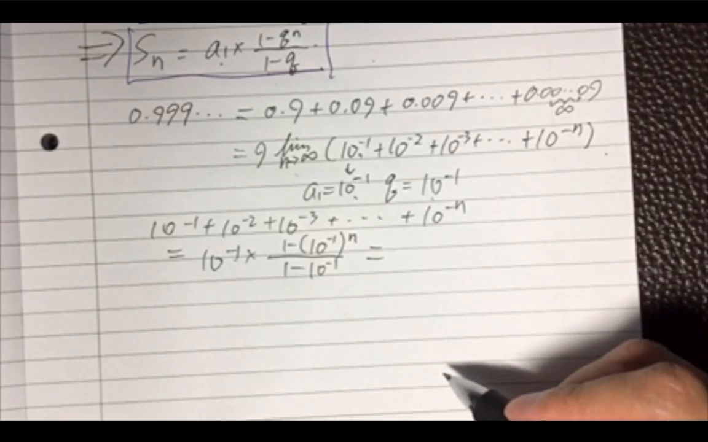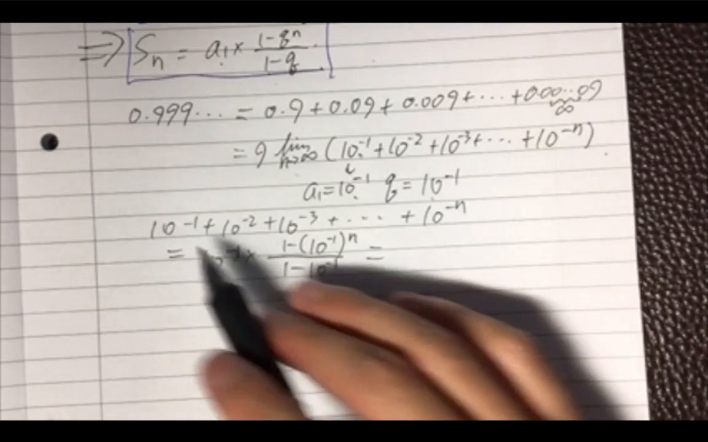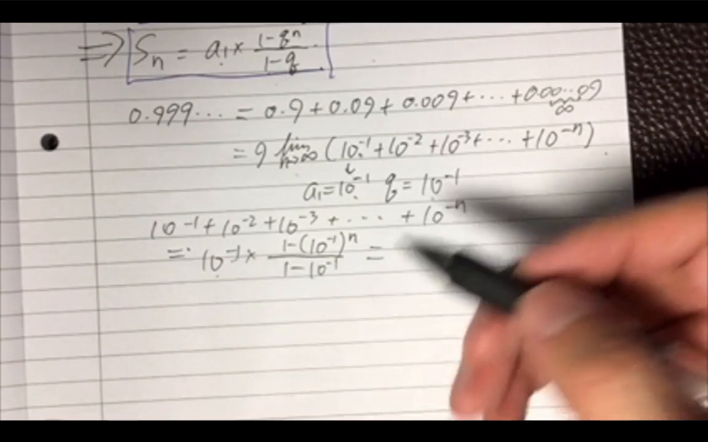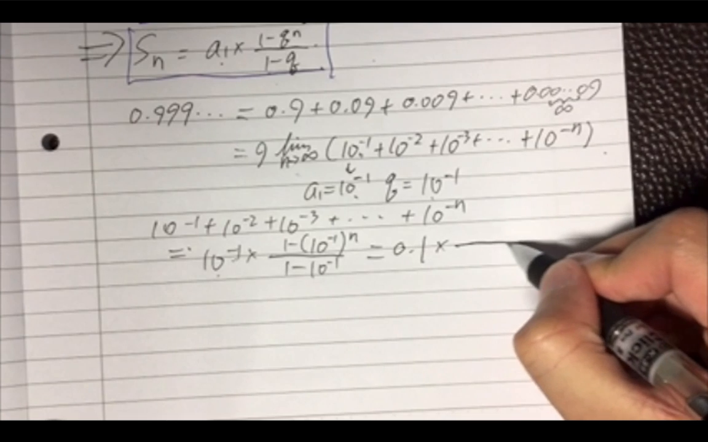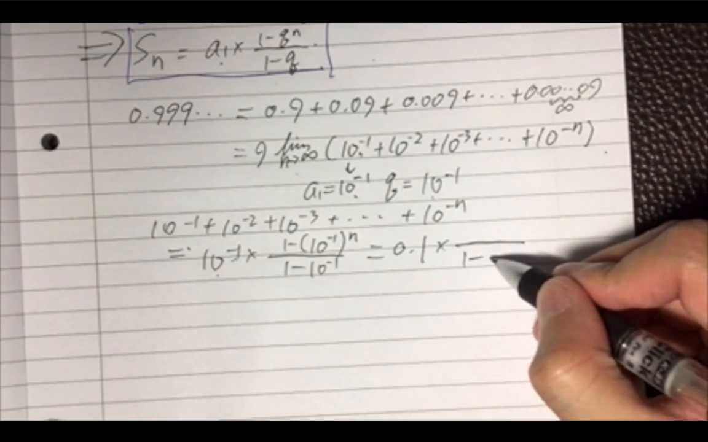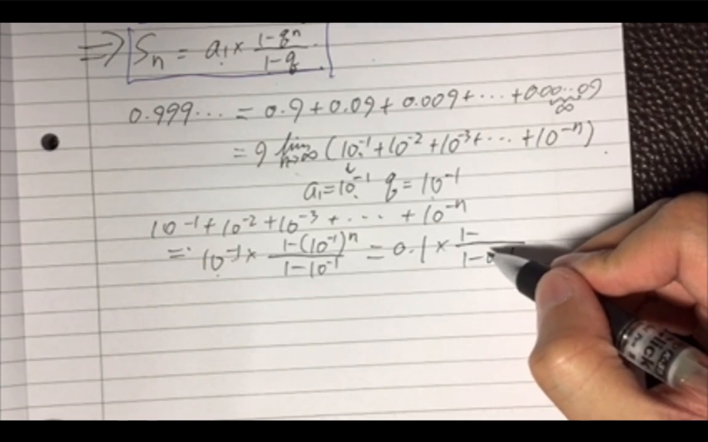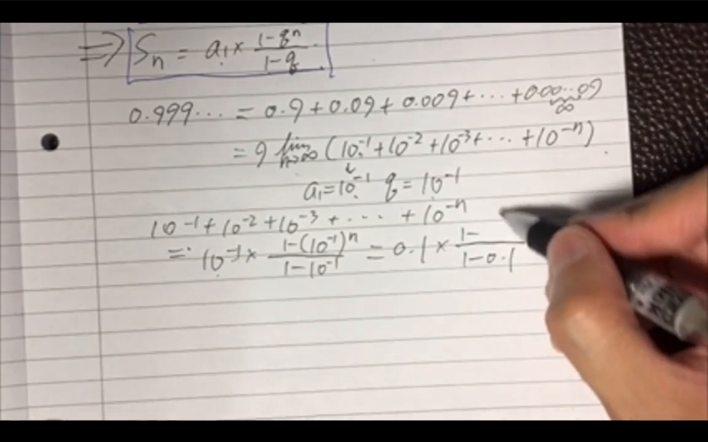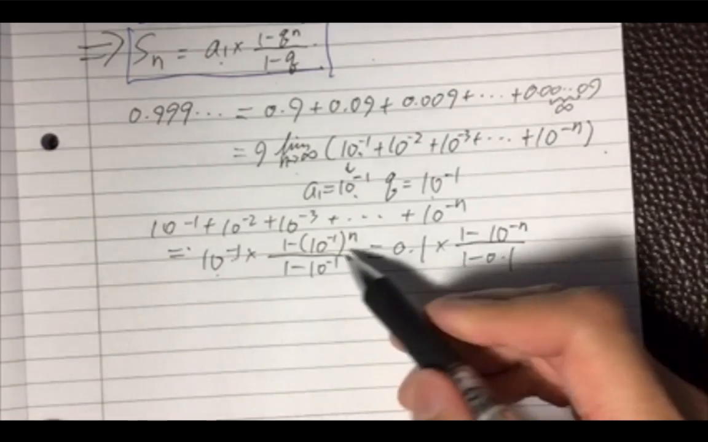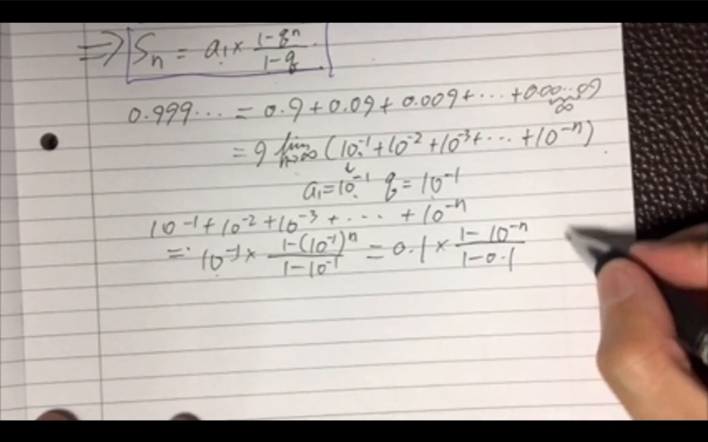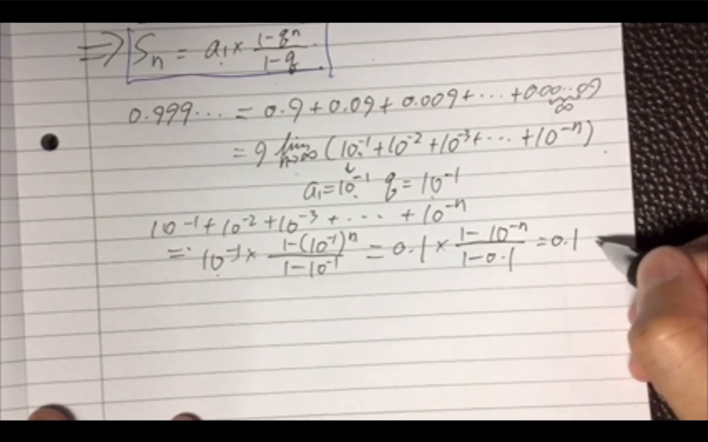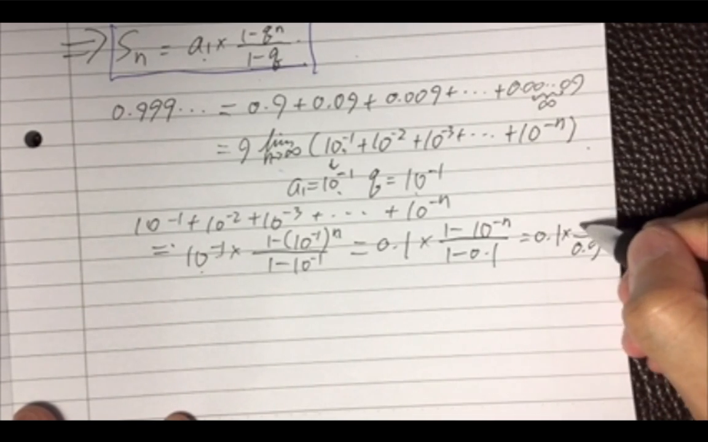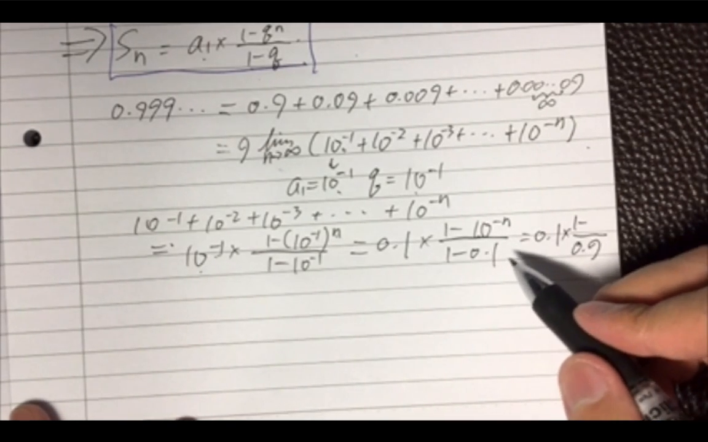So we do something to simplify, which is 10 to the power of negative 1 is just 0.1. And this is 1 minus 0.1, right? So 1 minus 0.1 is 0.9, and 0.1 to the power of n is just 10 to the power of negative n, right? Negative 1 times n. So we're going to have 0.1 over 0.9 times (1 minus 10 to the power of negative n).